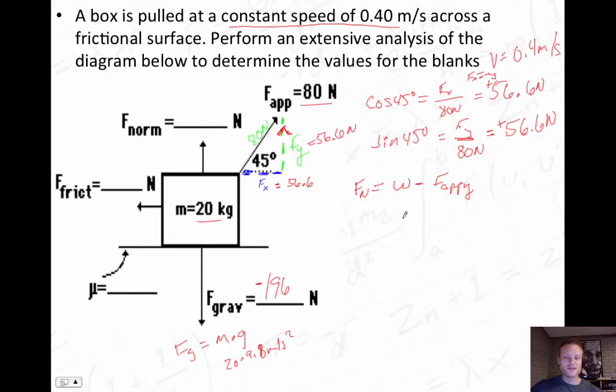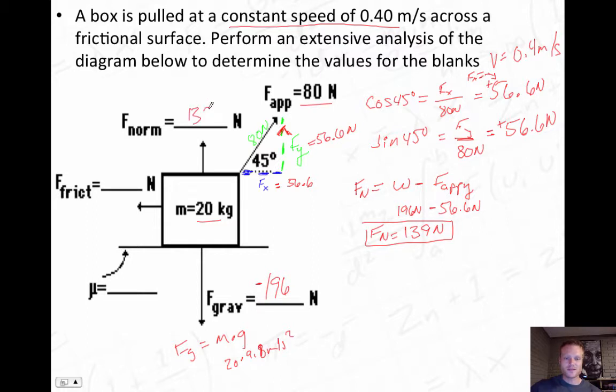The weight is going to be pushing down, and I need to balance that out with this normal force. If I didn't have F applied here, it'd just be the normal force equals the weight, like how I've been doing it before. But now it has a helper, so the weight is going to lose some of its strength, if you will. And so I'm just going to take 196 newtons, which is the weight due to gravity, minus the applied force, which is 56.6 newtons. And I would get a normal force of, rounding a little bit here, 139 newtons.